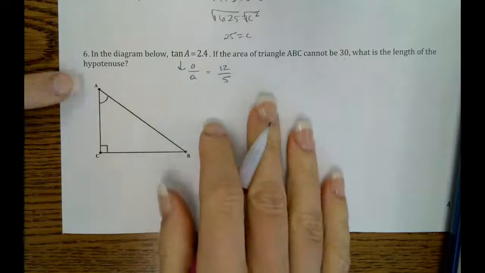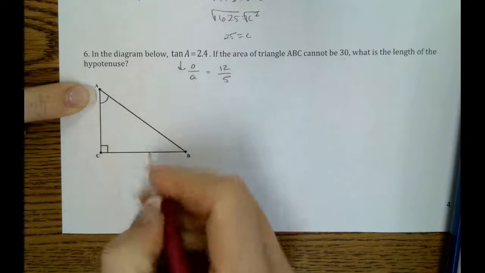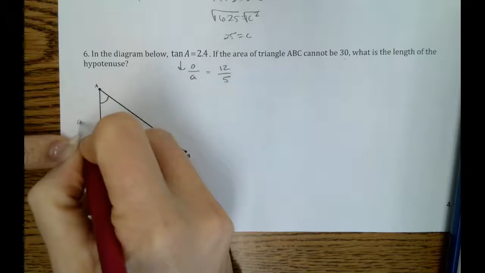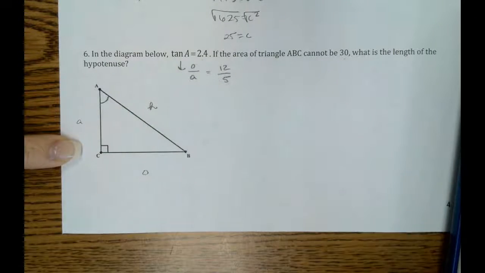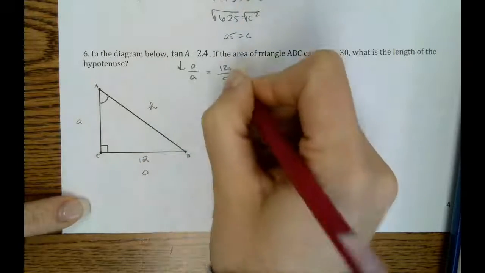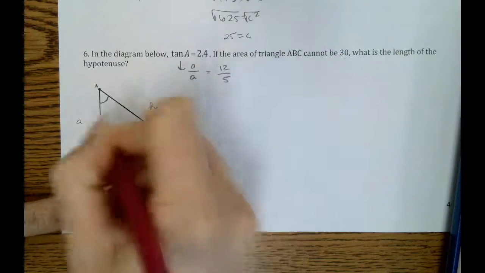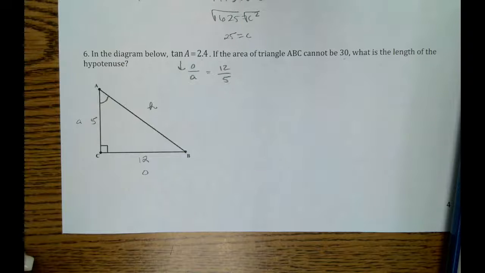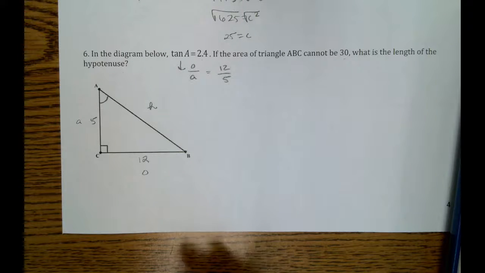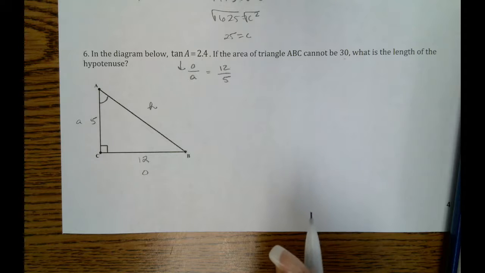Now that tells us if we're doing the tangent of A, opposite of A would be here, adjacent of A would be here, and then here's our hypotenuse. So over here, opposite 12, adjacent is 5.